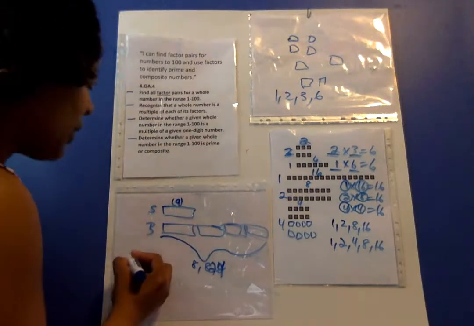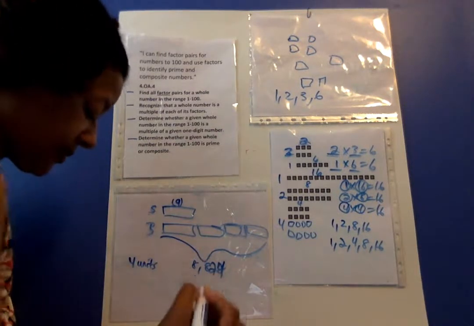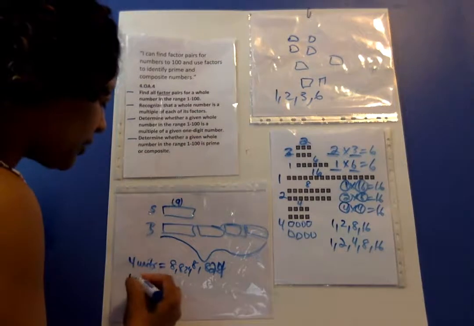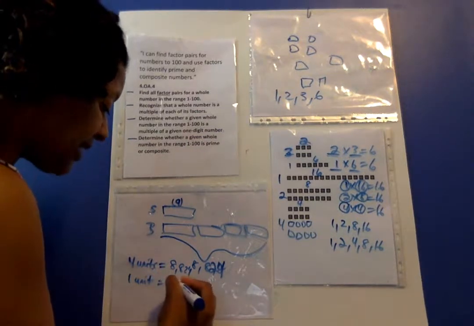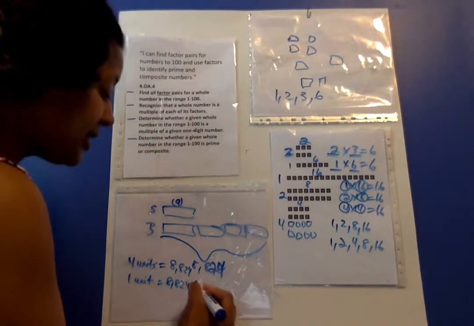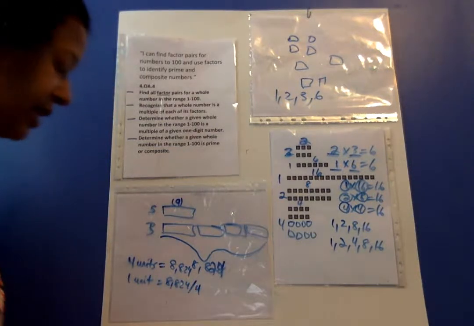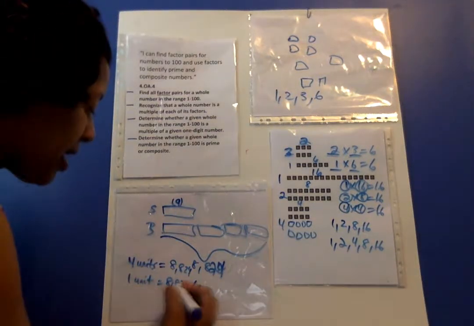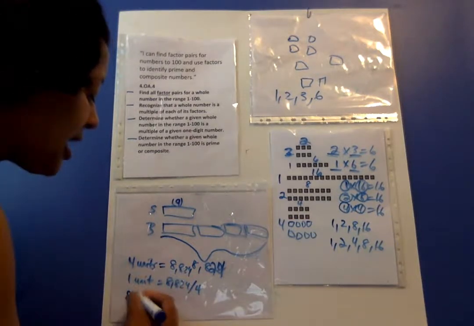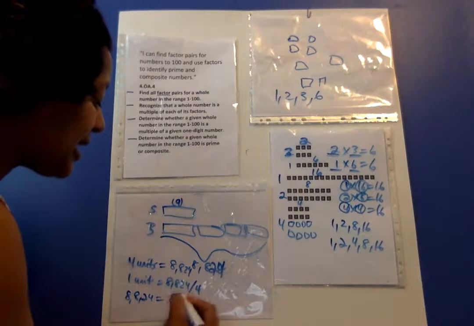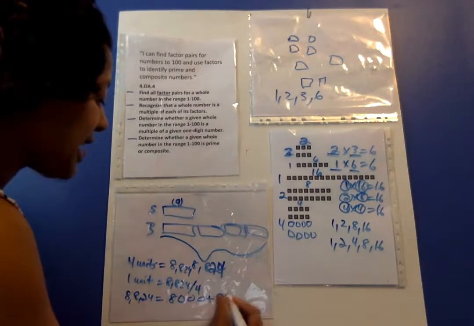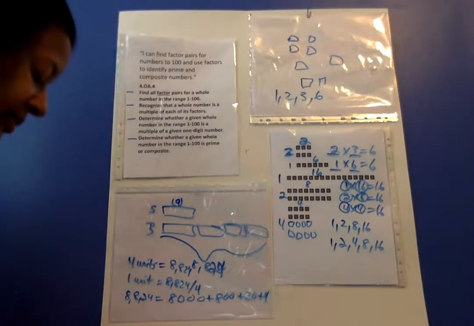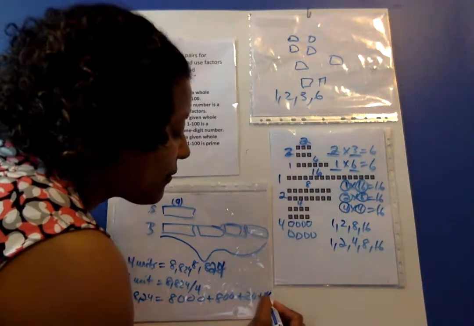So there are 4 units equal 8,824. 1 unit equals 8,824 divided by 4. In order to solve this, we're going to use the scientific method, which is to stretch out the problem. We're going to take the 8,824 and we're going to make it 8,000 plus 800 plus 20 plus 4. And we're going to divide it by 4.